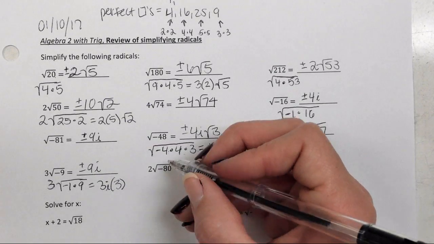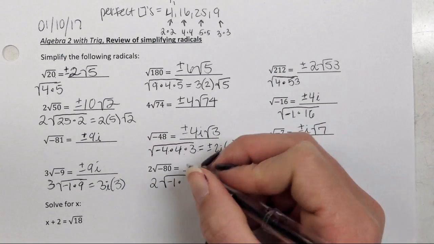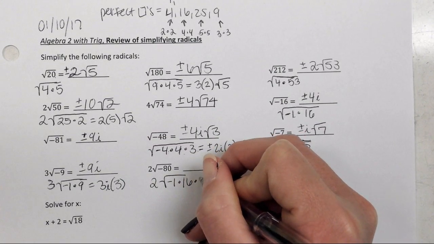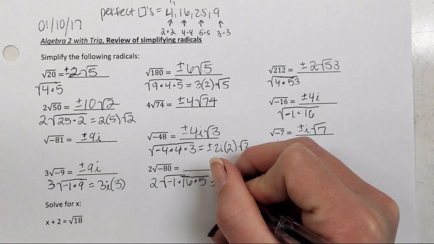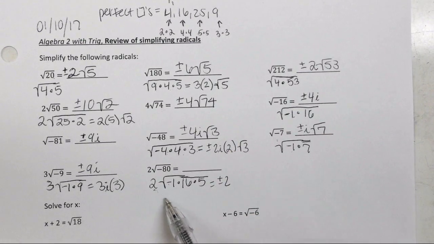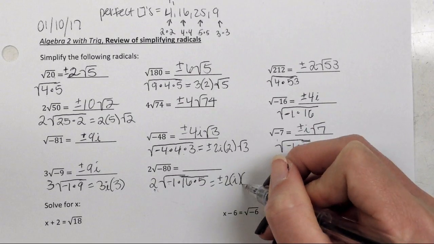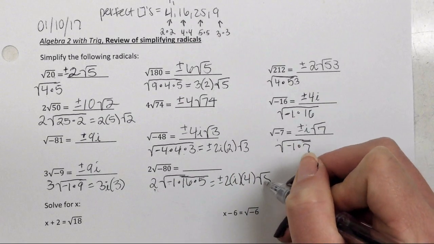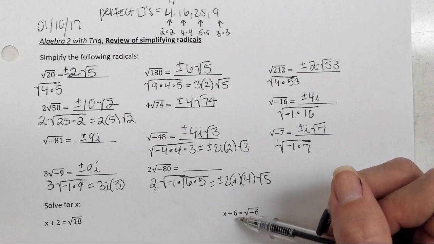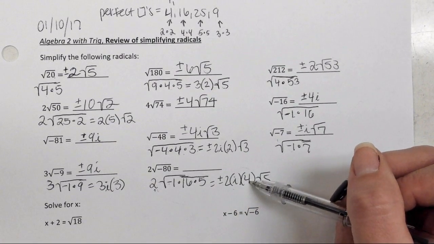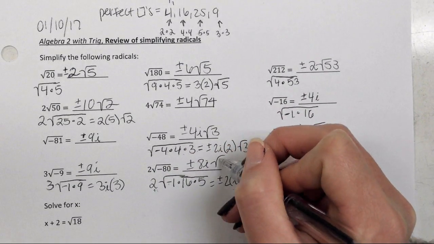Alright, on this one we have 2. I can break this up into negative 1 times 16 times 5. So the square root of negative 1 is i. I got the 2 here from just bringing it down. Square root of 16 is 4. Leave 5 underneath the radical. So if we multiply everything on the outside of the radical together, that'll be 2 times 4 is 8, times i would be plus or minus 8i square root of 5.